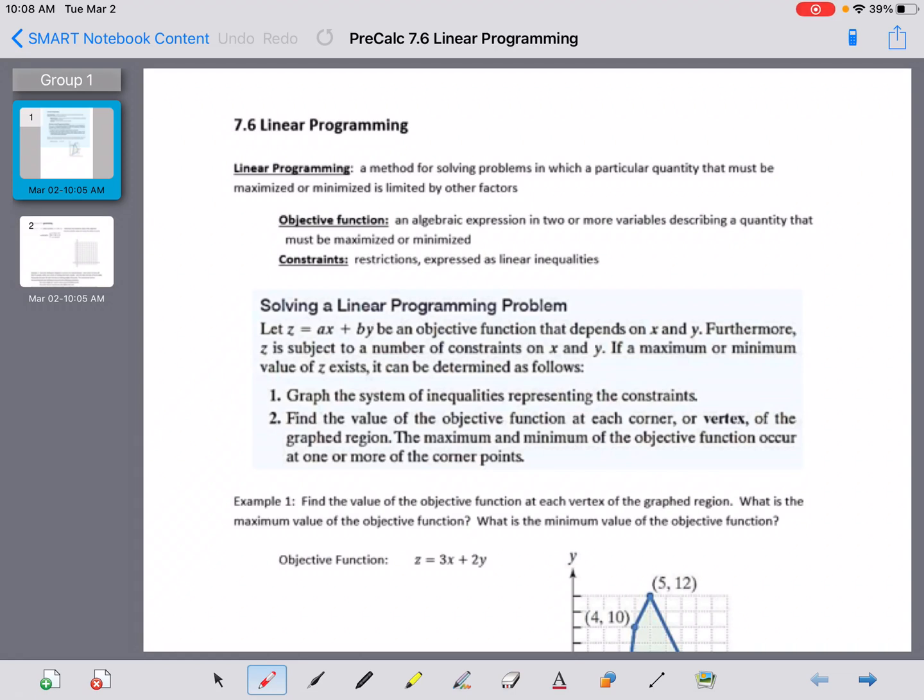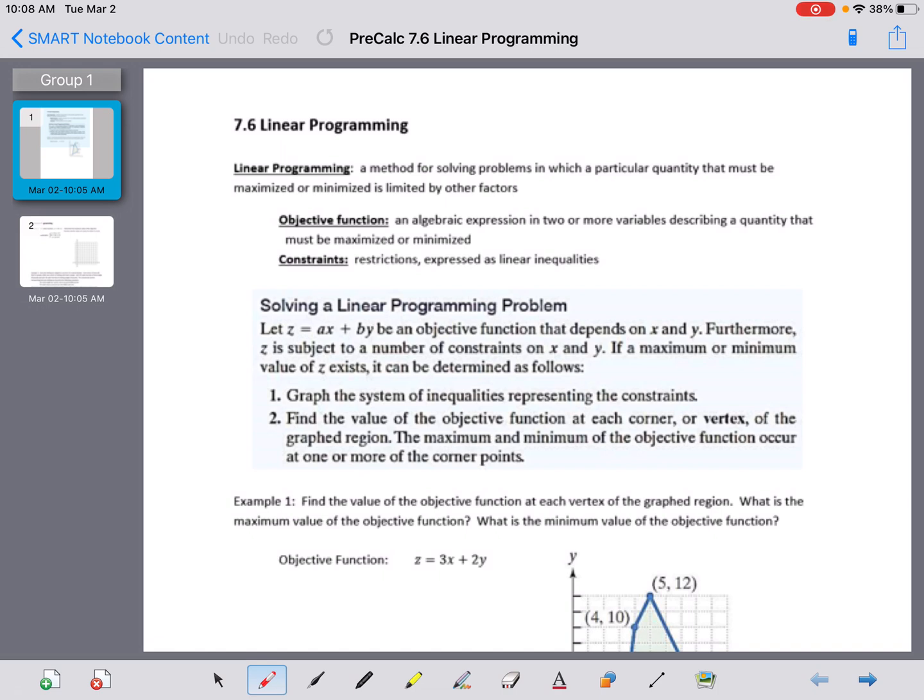All right, 7.6, the last section in Chapter 7 here is called linear programming. And this is where our inequalities are leading into the real-world applications, okay? So why do we do inequalities? Well, when you get into the business world especially, there's always this challenge of maximizing profits, minimizing costs, and trying to do the best with the materials you're able to get.